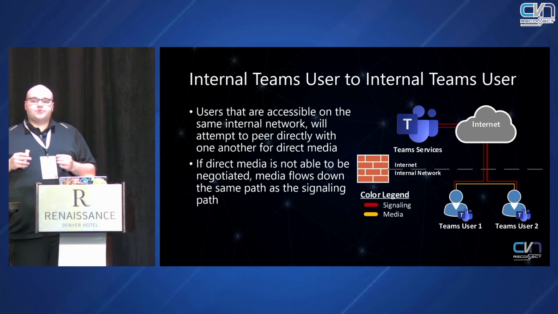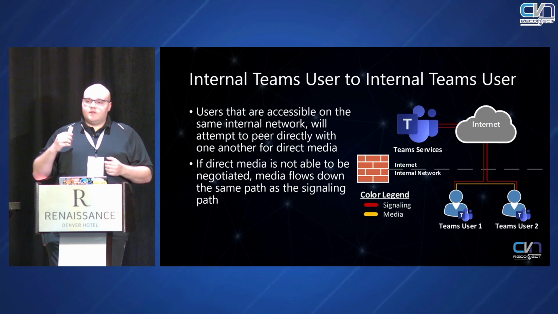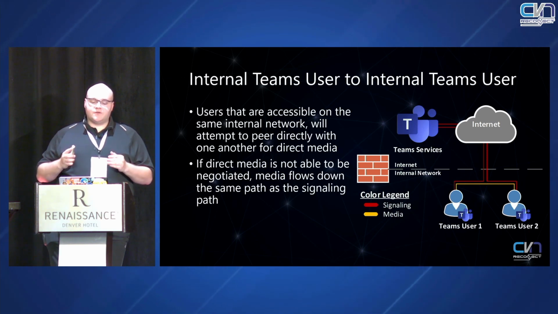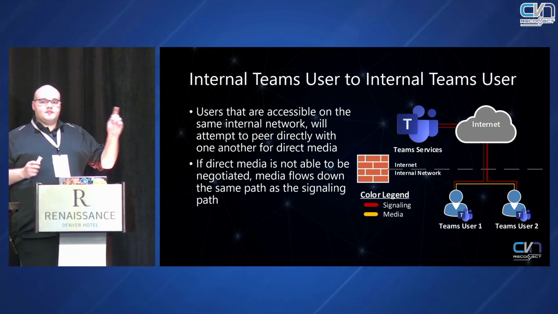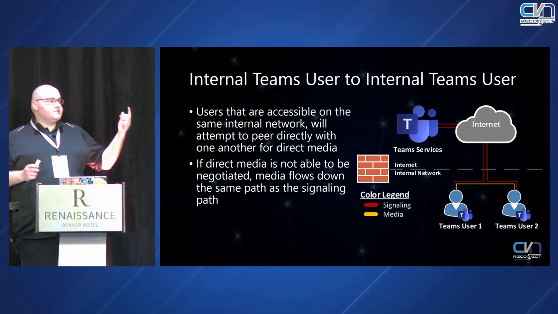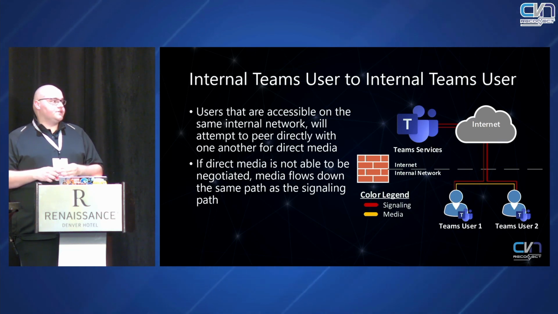Now, in the event that direct media cannot be negotiated, so let's just say you've got two separate subnets the users are on the internal network on, and for some reason something blocks those two users' connectivity to each other, it's going to follow the same path that you just saw for signaling. It's going to go out to Teams, relay through Teams, and then the connection will go back down to the other Teams user as long as it can reach it.